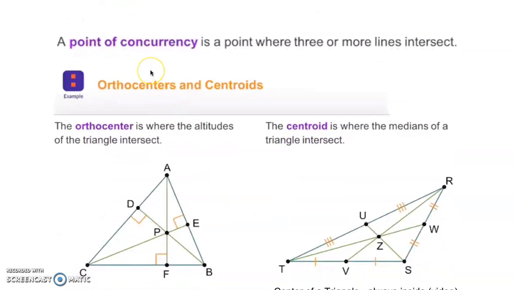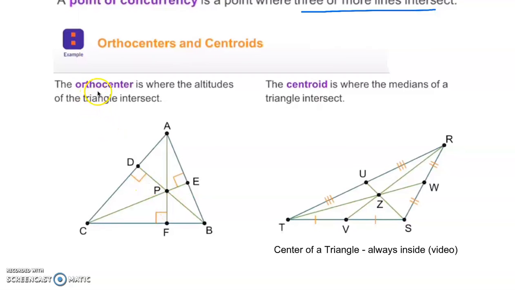A point of concurrency is where three or more lines intersect. When we're talking about a point of concurrency with triangles, we have two different definitions. One is the orthocenter. This is where the altitudes of a triangle intersect. If I draw a triangle and draw each of the altitudes from the vertex to the opposite side, the point where they all meet is called the orthocenter. So the orthocenter is where the altitudes meet. The centroid is where the medians of the triangle intersect. When we draw and bisect the opposite side, this point is called the centroid.